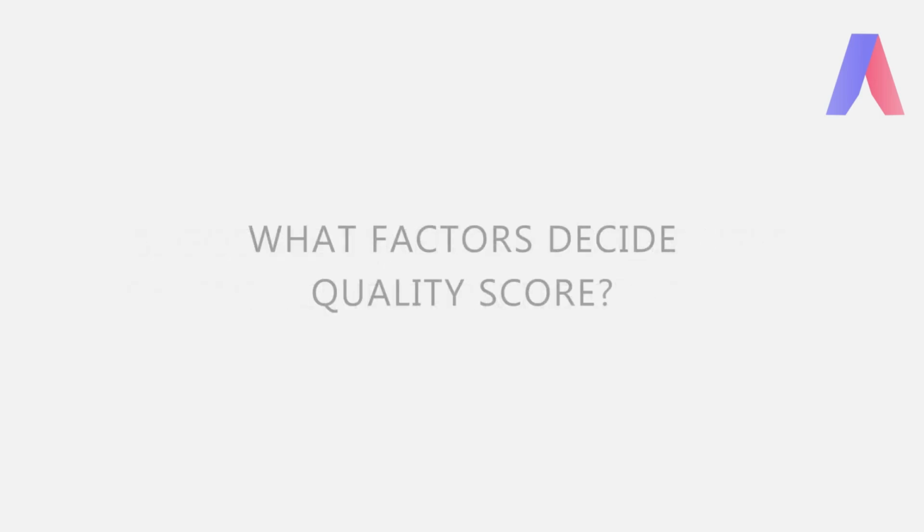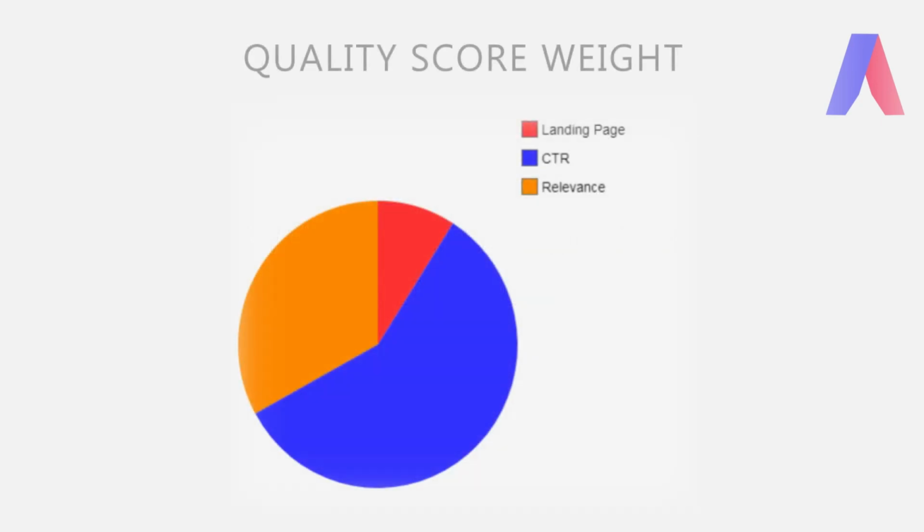Okay, so what factors decide quality score? Well, there are typically 3, really: your landing page, your click-through rate, and your relevance. Now, if you look at the pie chart, you're going to see that click-through rate is the absolute biggest weight in determining your quality score. The reason is that your click-through rate, if you think about it, is like a user vote. When somebody clicks on your ad, they're voting: I like this one, I'm voting for this one.